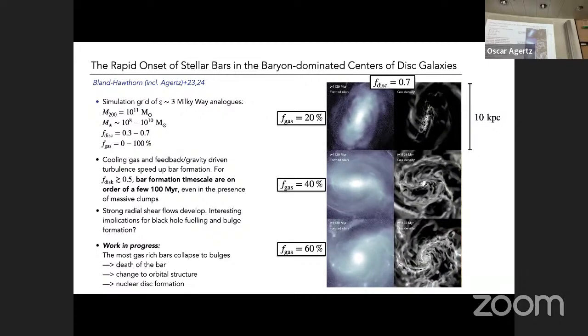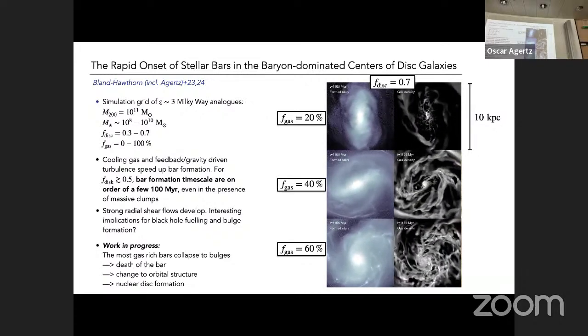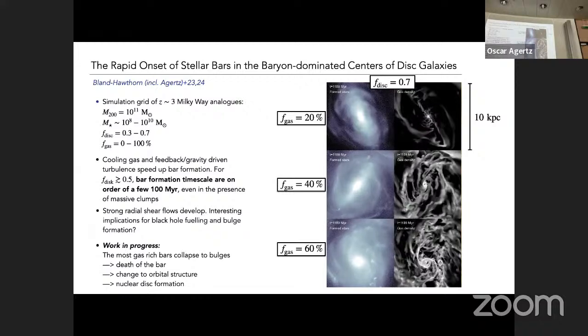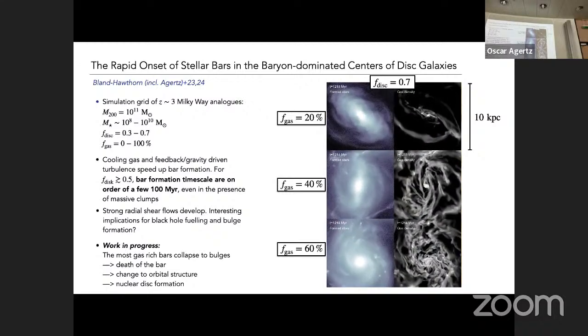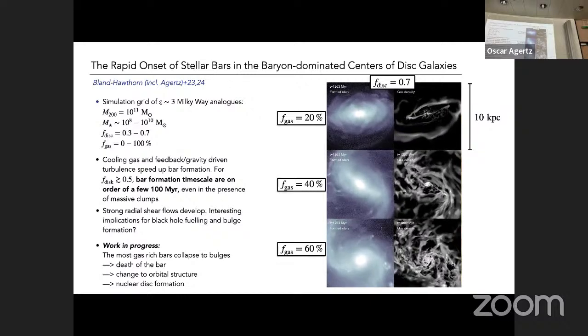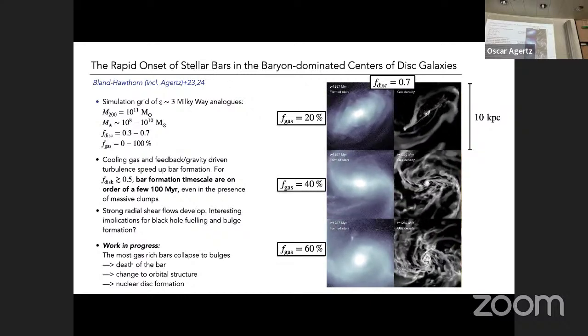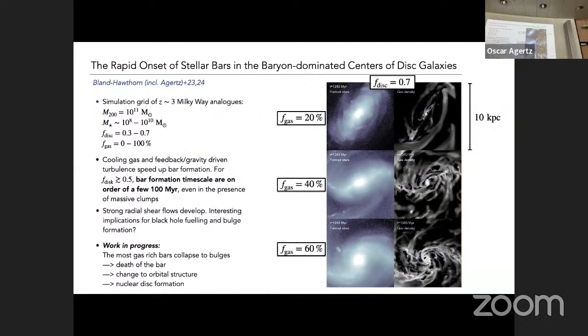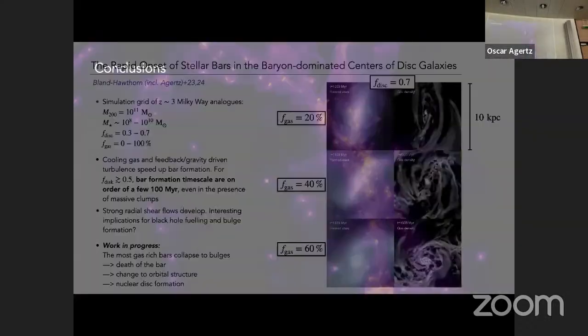So there's a death of the bar, a change to the orbital structure. You get all these things you see in the Milky Way and nearby galaxies, nuclear star clusters and nuclear disks form, and likely it's also important for black hole formation. That's something in progress. I'm happy to discuss more. But I've been running out of time for a few minutes now, so I'm going to go to my conclusions.